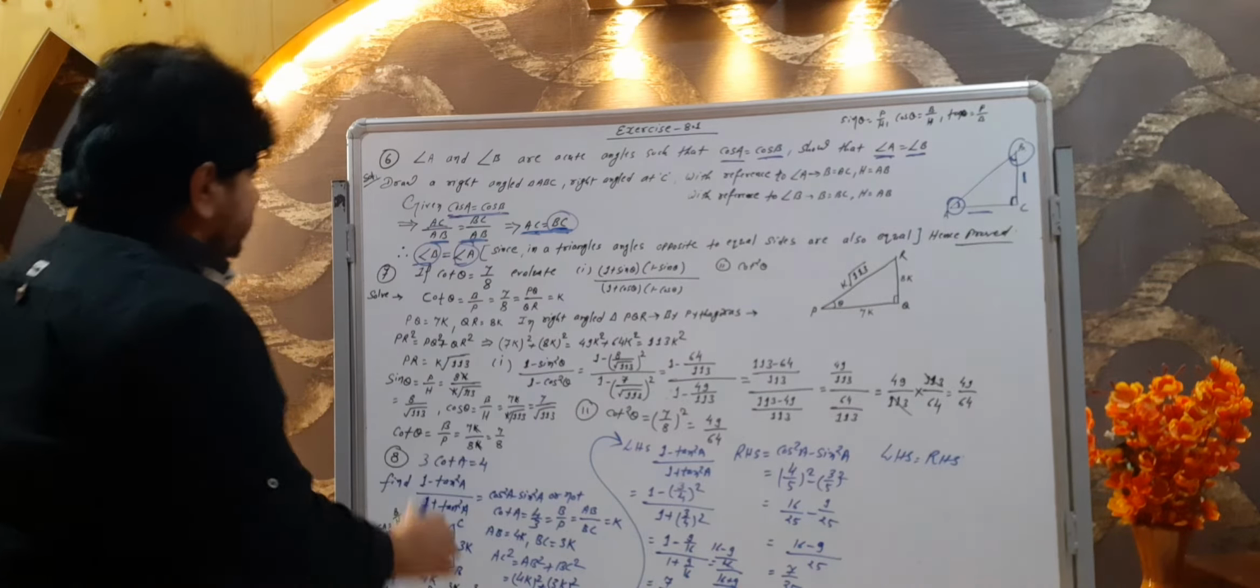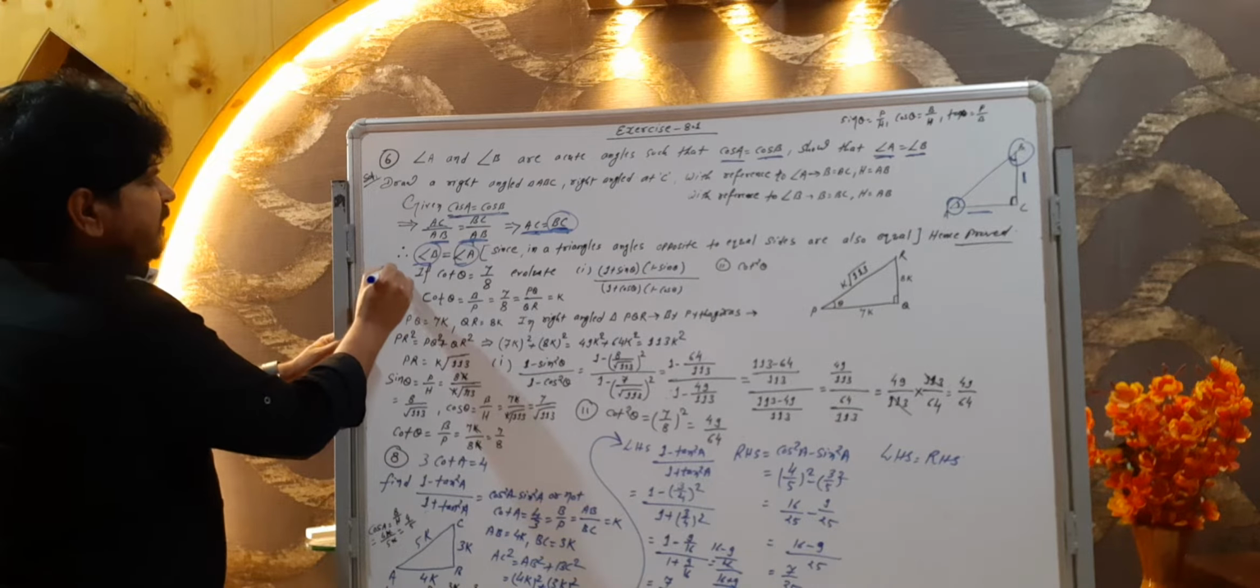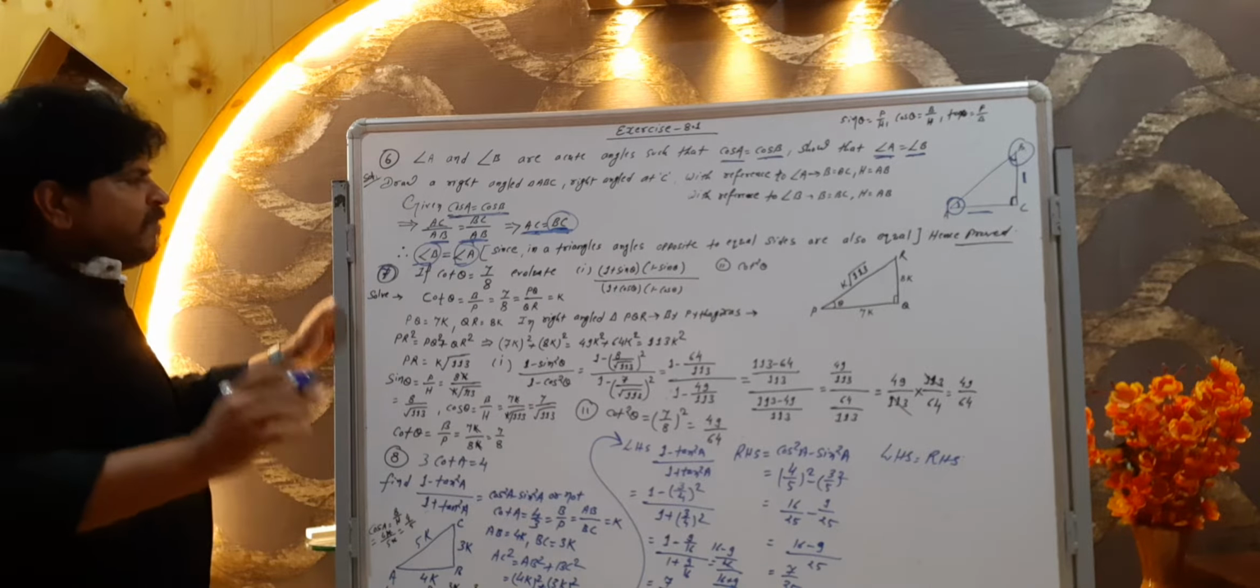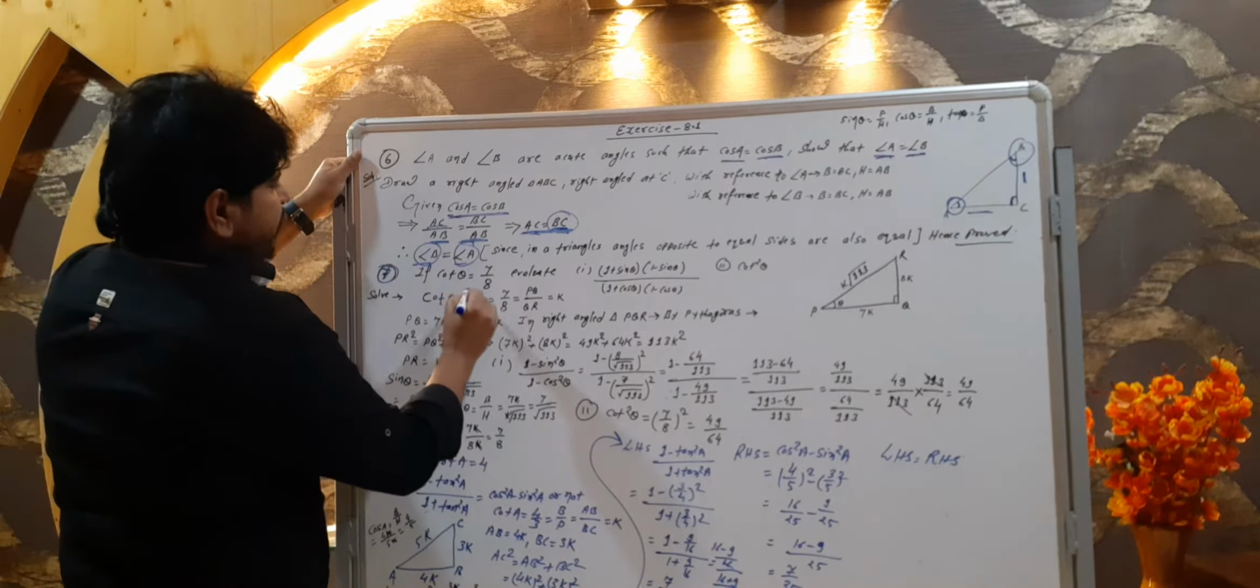Okay. Now the next numerical, the 7th. In the 7th numerical, what is given? Cot theta is equal to 7 upon 8.